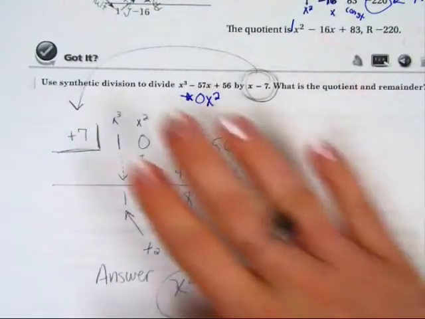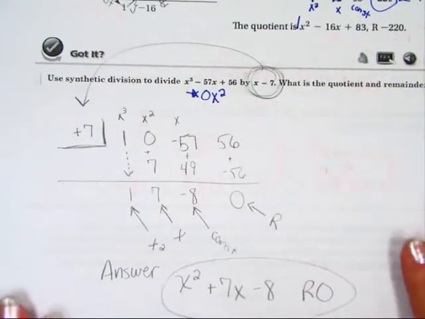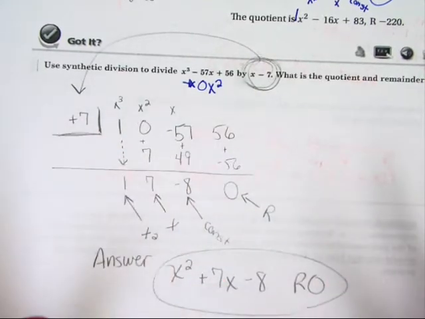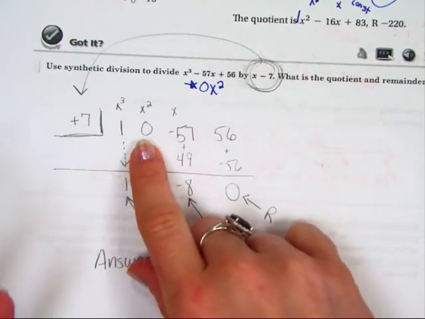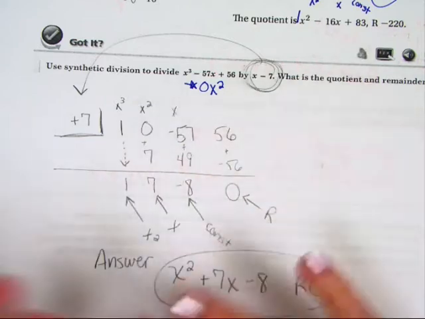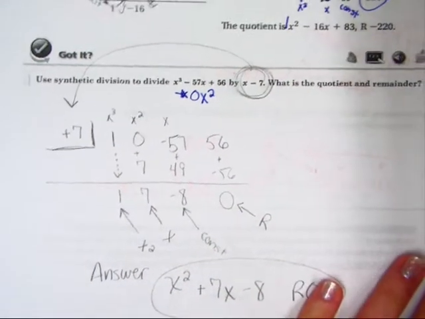And as you can see, I already did the Got It for problem number 3 with you. And those are really nice, aren't they? Just remember that if there's nothing there, like if there's not an x squared, you need your 0. But synthetic division is really nice. As long as you can multiply and add, you'll be good to go.